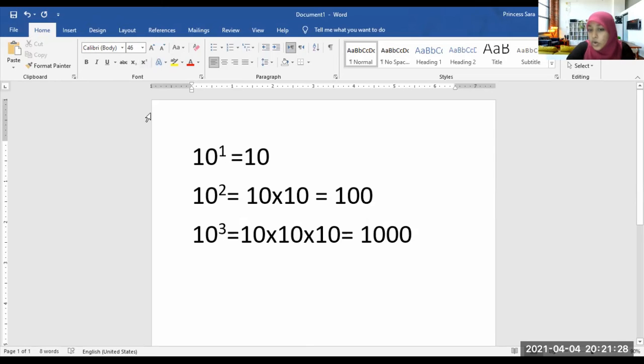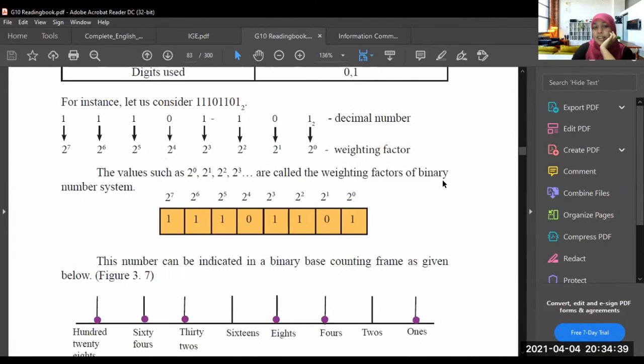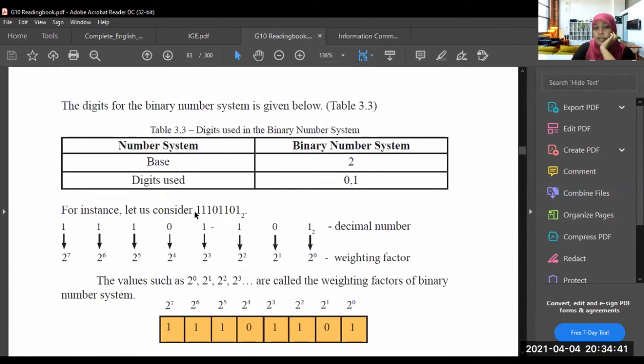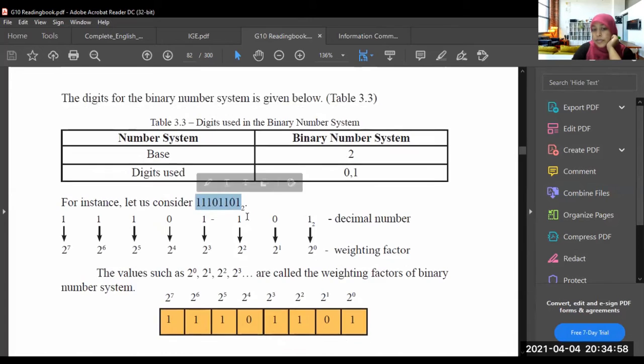Now understood how it goes? As I told you here, these numbers are called bits. So this is a bit. This is a bit. There are 8 bits here. 1, 2, 3, 4, 5, 6, 7, 8 bits. These are bits.